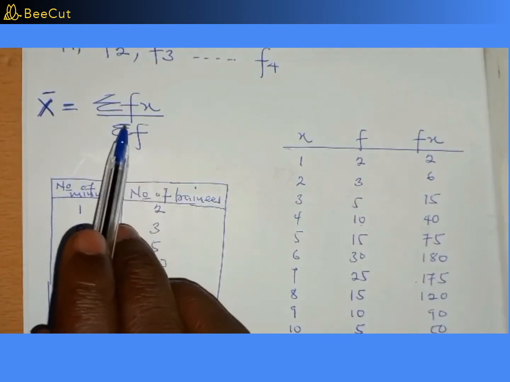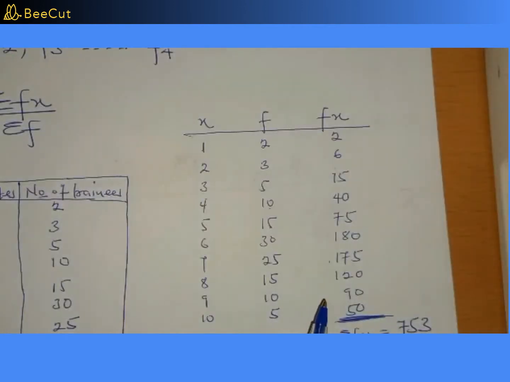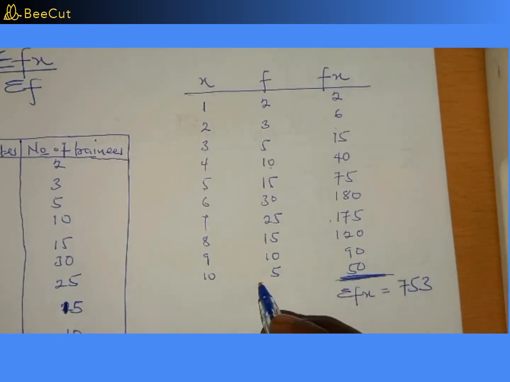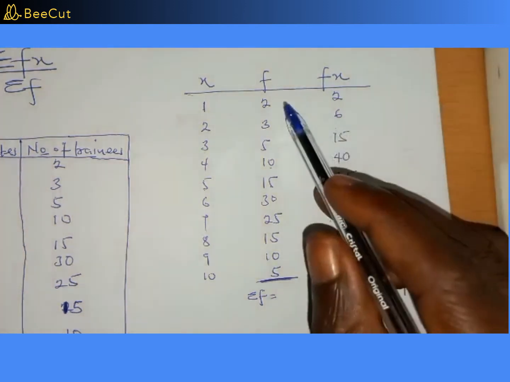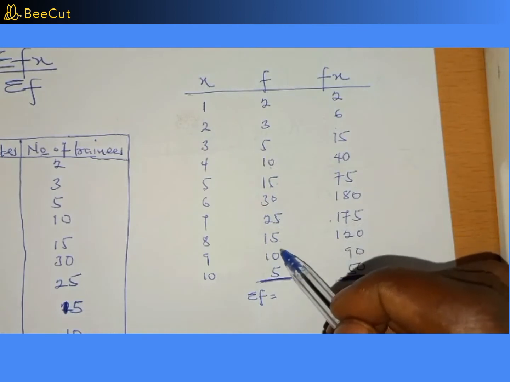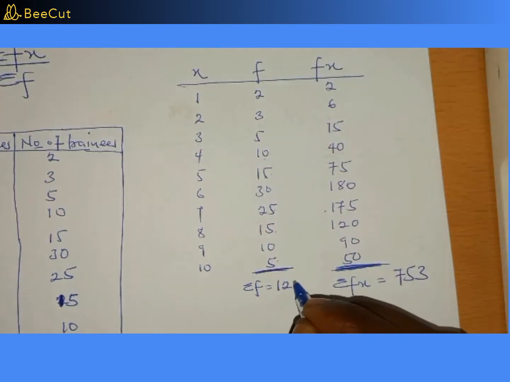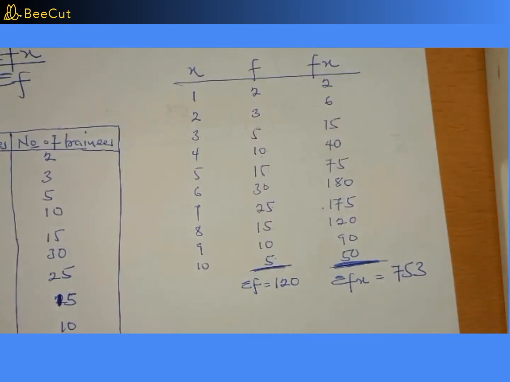So we are also supposed to find the summation of all the f values. All the f values, we have them here. We have to find their summation, and that gives us sigma f. And if you add 2 plus 3 plus 5 plus 10 plus 15 plus 30 plus 25 plus 15 plus 10 plus 5, this gives us 120. 120 for the sigma f.